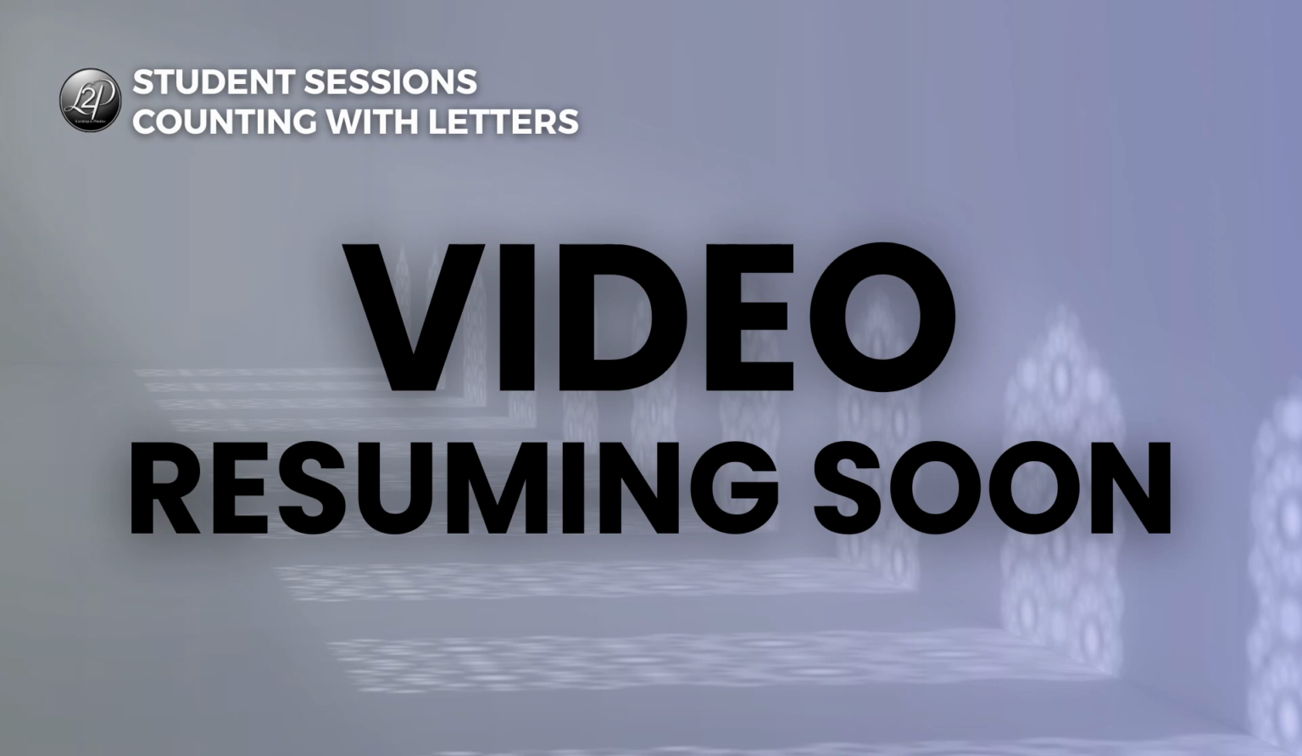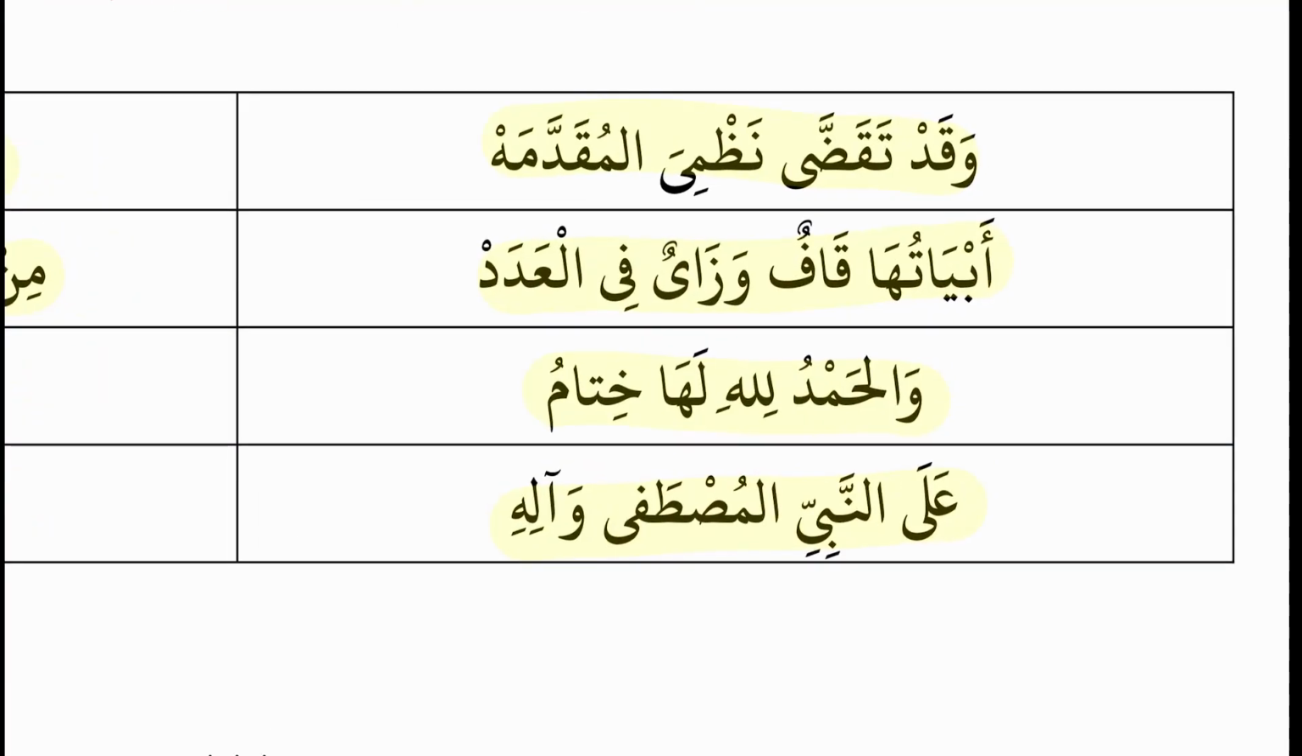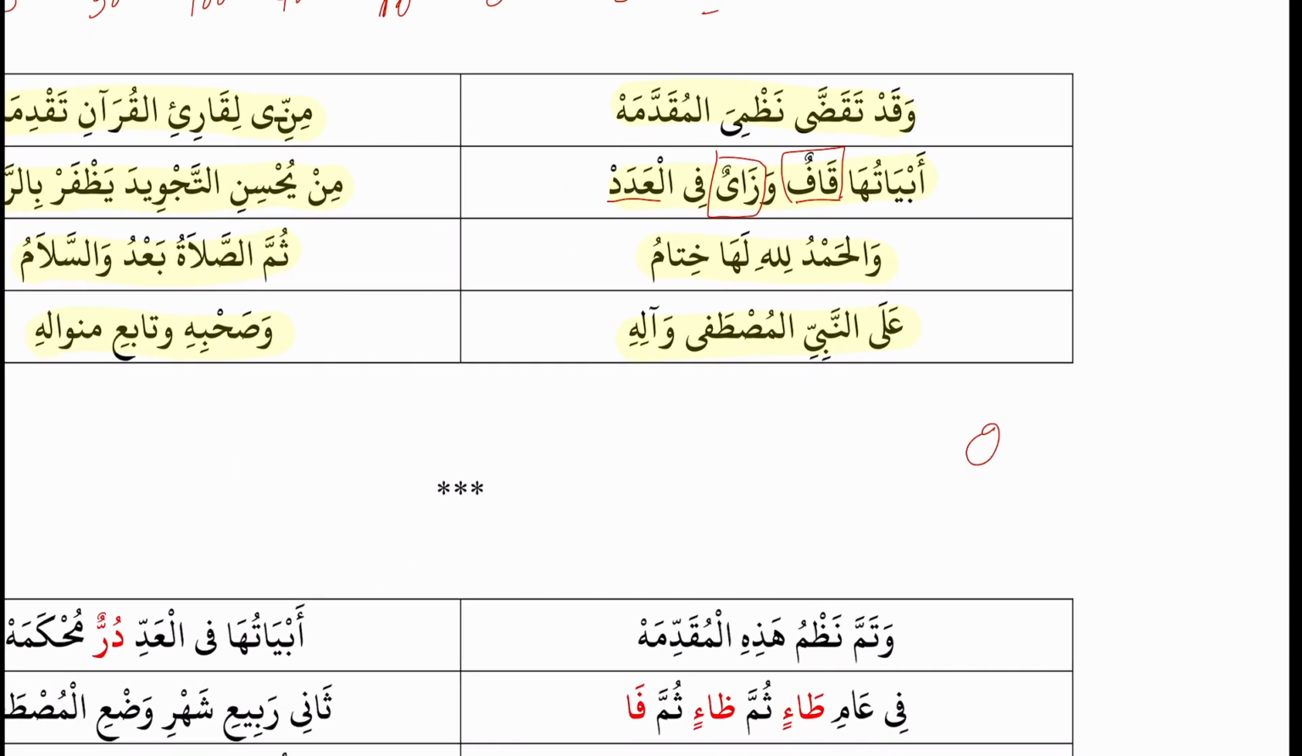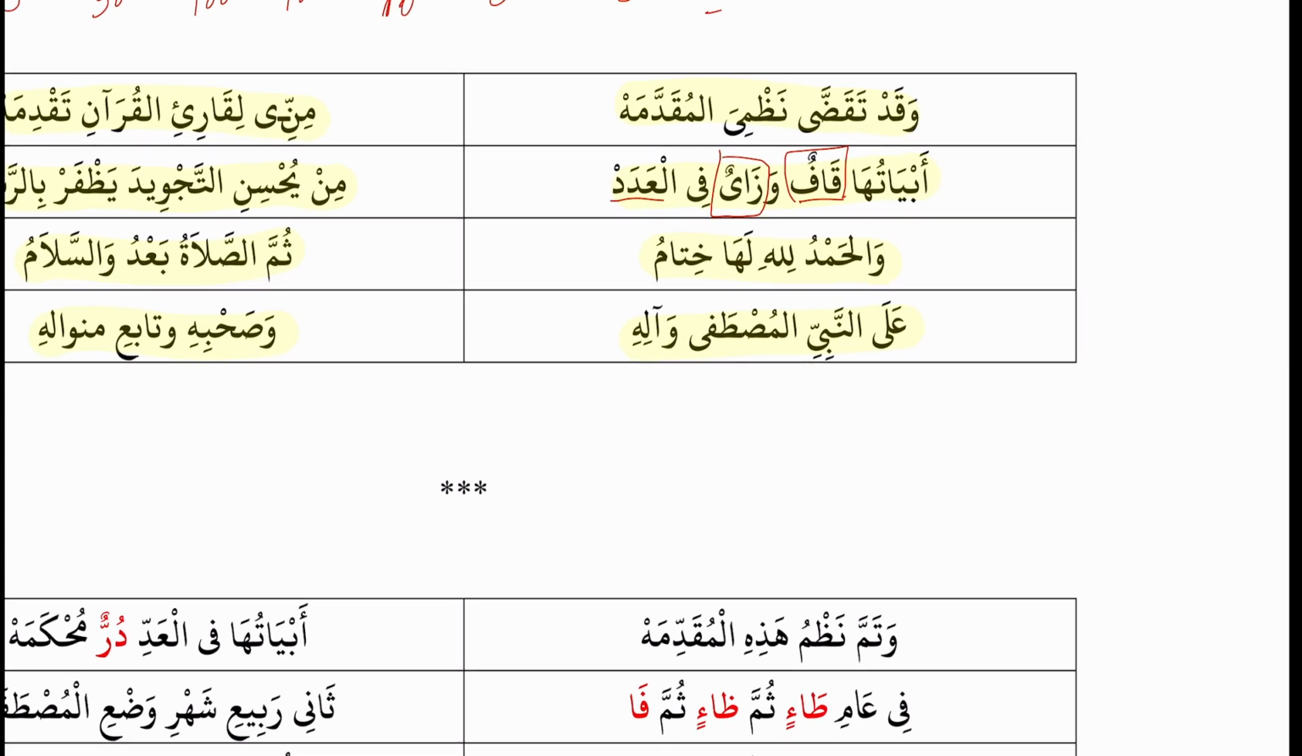The point here, to make this brief, is what it says here. أبياتها قاف وزاي في العدد, in counting. So its lines are qaf and zai. Qaf, go back, you see it's 100 and zai is 7. So 107 lines. So Jazariya is 107 lines.